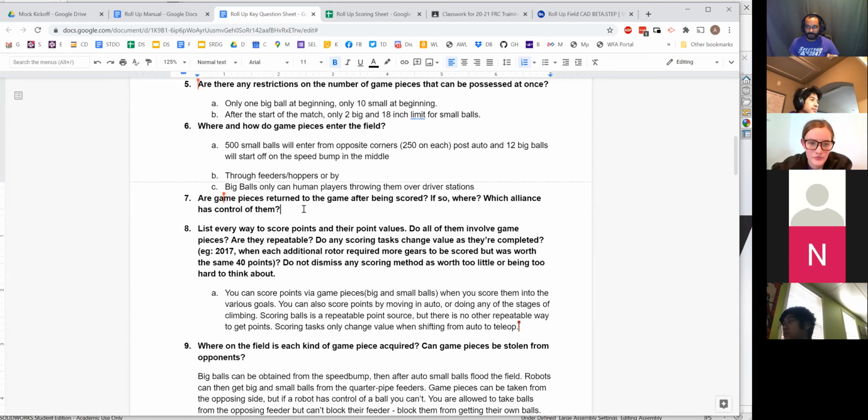Are game pieces returned to the game after being stored? If so, how? Okay, so what's the answer to this one?